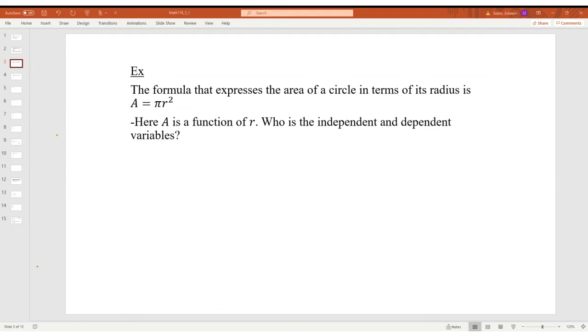Is A dependent or independent? Is R dependent or independent? First, let's figure out the, okay, you are writing this. Okay, so first the independent variable. Which one is dependent? Which one is independent? So just label them. If one is dependent, the other one's. Okay, Jasmine says A is independent. A is independent. Okay.